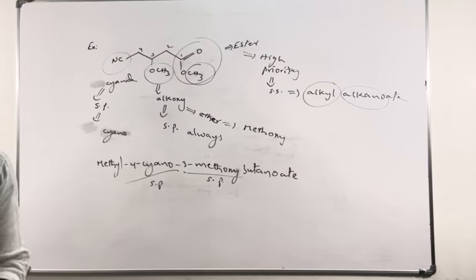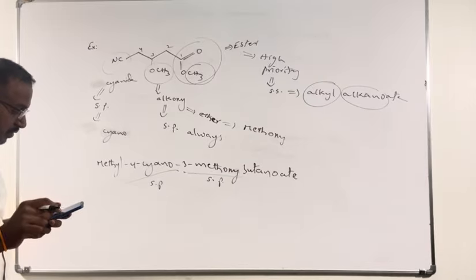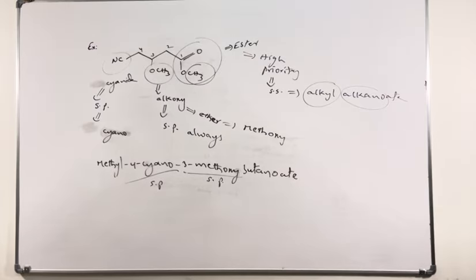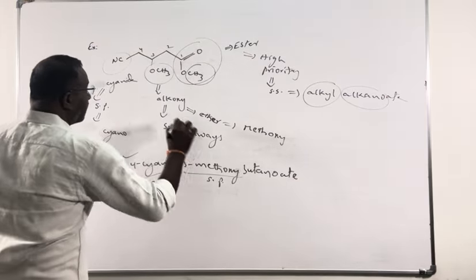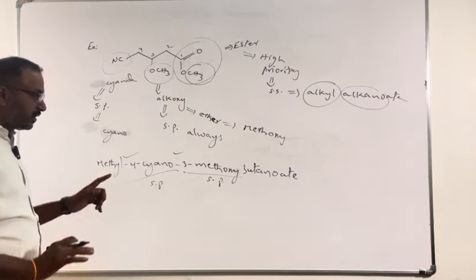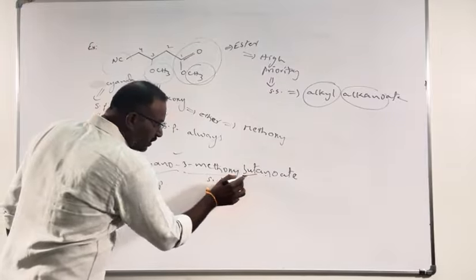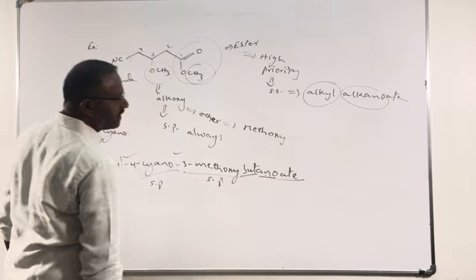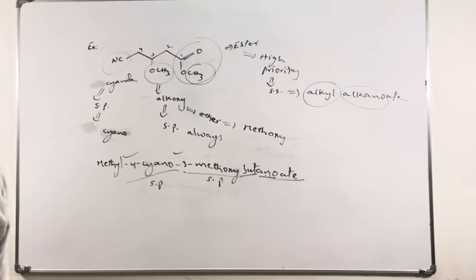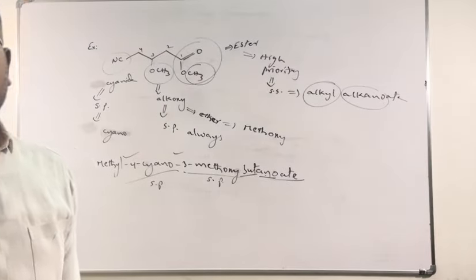Let me get the confirmation for that. So methyl 4 cyano 3 methoxy butanoate is the correct name. So this is the correct name for this molecule according to IUPAC. So here we have secondary prefix, root word, primary suffix and secondary suffix. So this is how we write IUPAC names, and in the next video let us go for some more difficult examples.